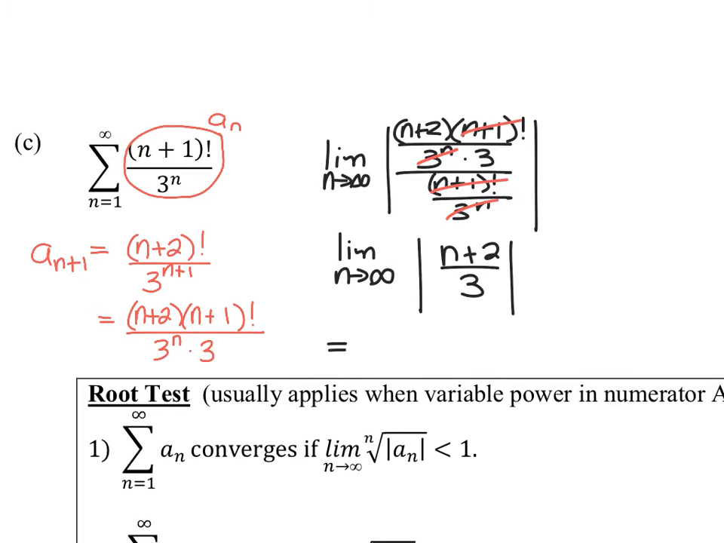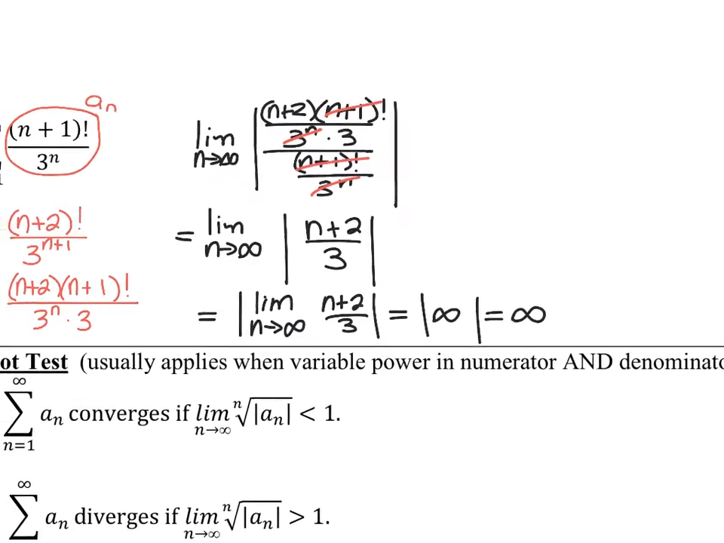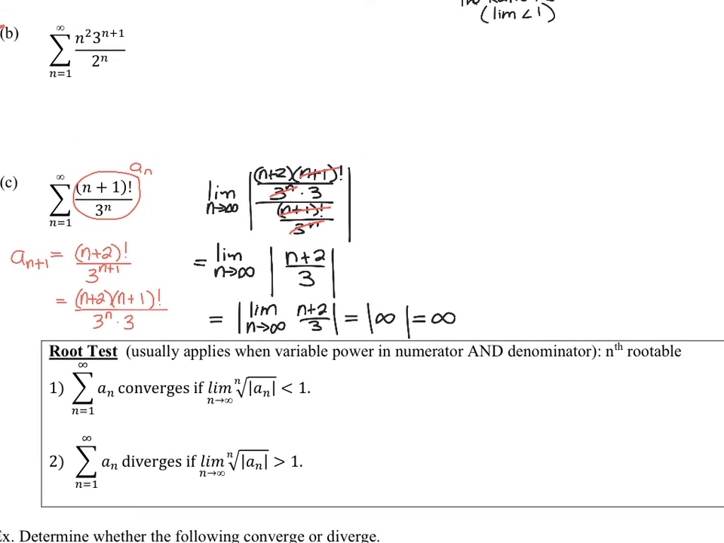All right, which amounts to the same thing as the absolute value of the limit as n approaches infinity of n plus 2 over 3, which is the absolute value of what? Infinity. Absolute value of infinity is infinity. And so we now know that this series diverges. Let me actually state what the series is.